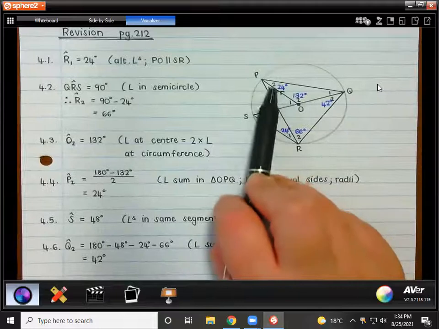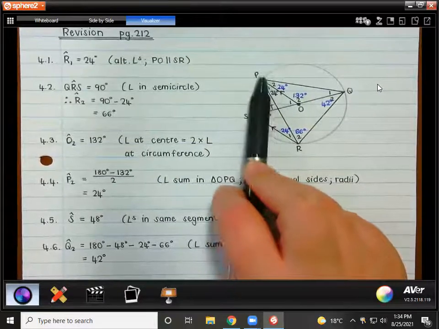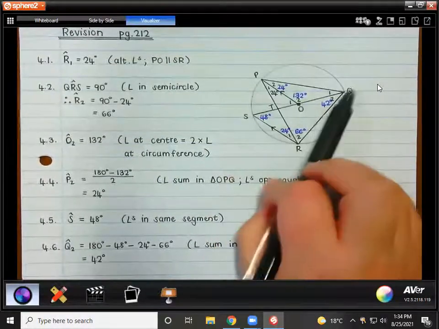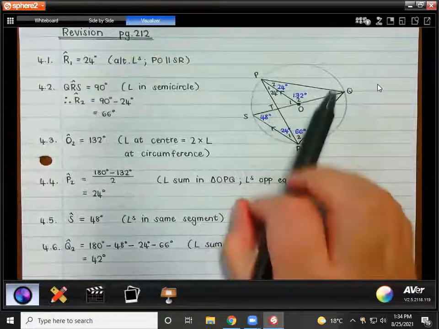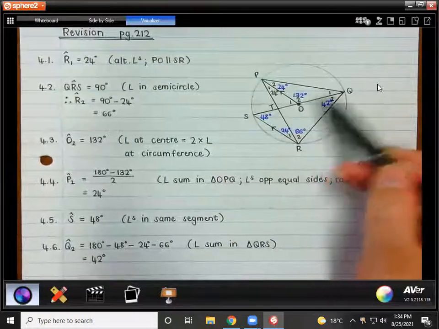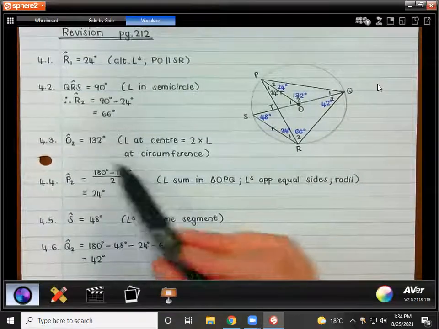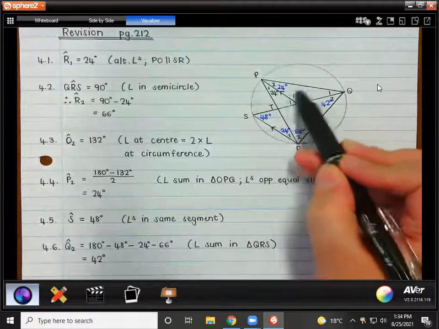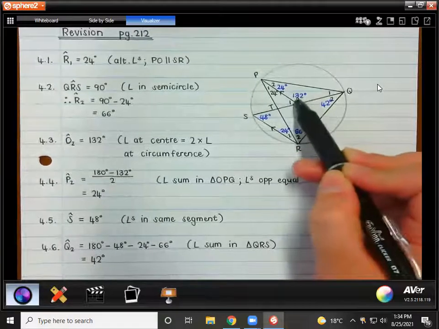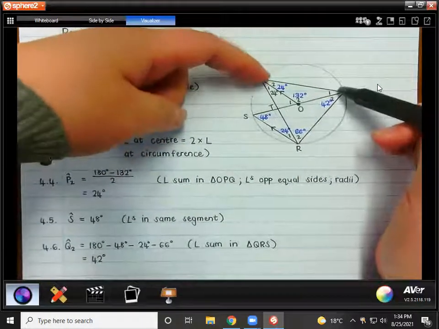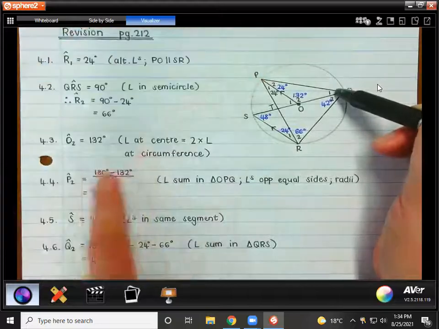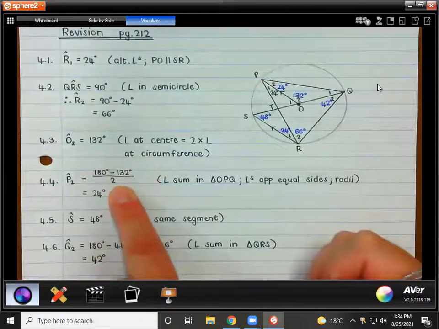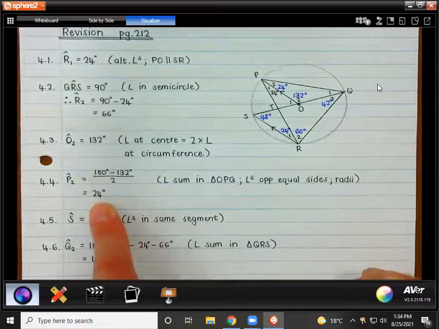Now they're asking us for P2. We know that this is an isosceles triangle, right? Because those two are radii. And we've done this quite a few times now. To do that calculation, you say 180 minus the one angle that you have, and that will be the sum of those two. But because they are equal, we can then just divide that by 2. And the answer is 24.